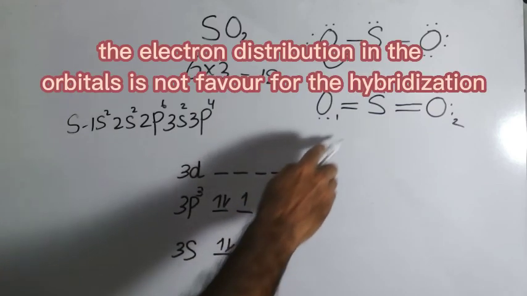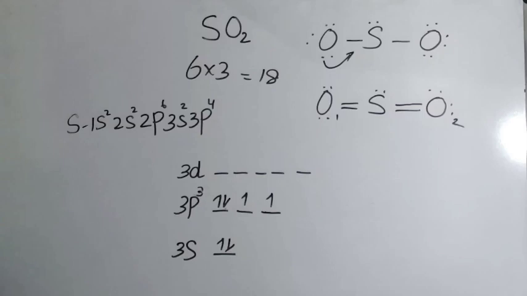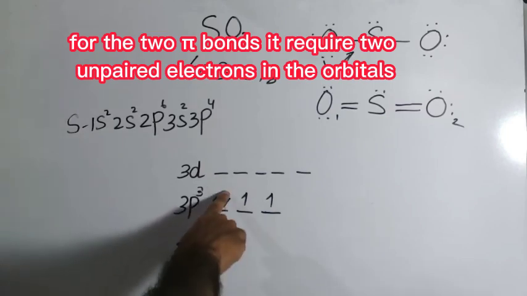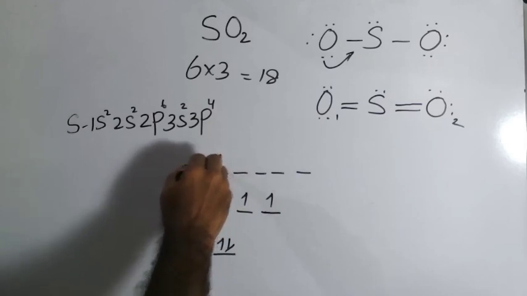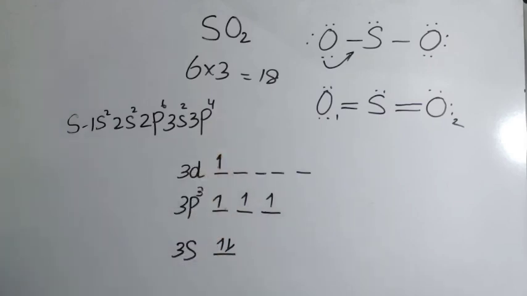Since we have to make 2 sigma bonds, we have to have 2 orbitals with unpaired electrons. That is okay, but the problem is we have to make 2 pi bonds. To make 2 pi bonds, we have to transfer 1 electron to a d orbital. This process requires some energy. But if you remember the earlier one, it doesn't require this kind of transfer. Thus, a competition will be created.